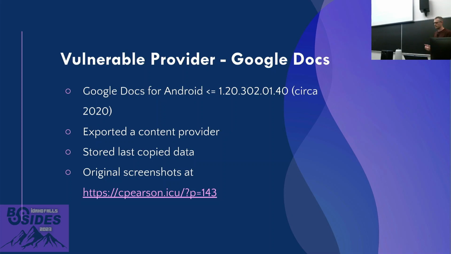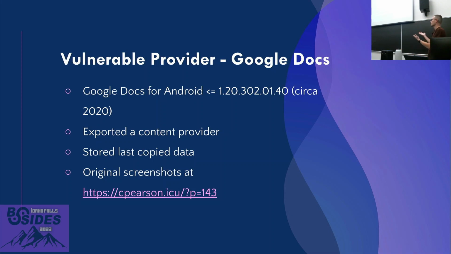So if you had the Google Docs app open and you're working on a document and you copy some of that text, it would get copied to the Android clipboard, but then Google Docs would also write it into this provider. So then if you went to your web browser and you copied data from Wikipedia, well, the Android clipboard got updated, but the data inside this provider did not.